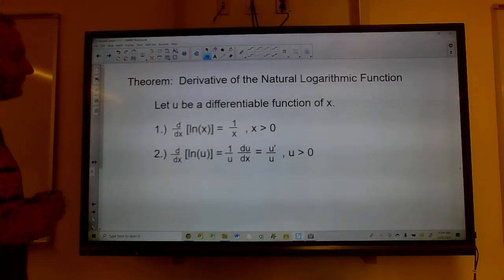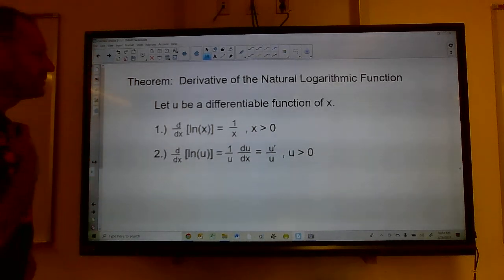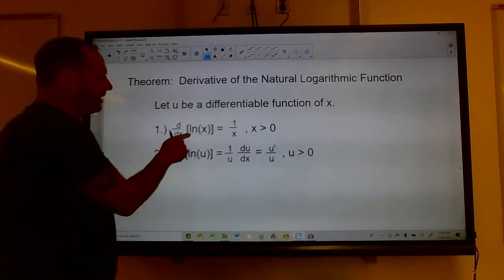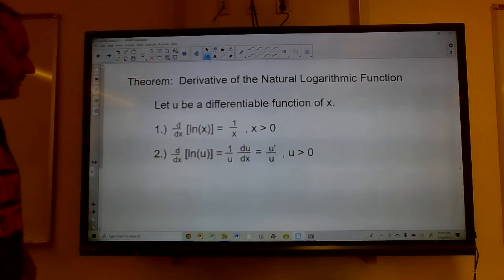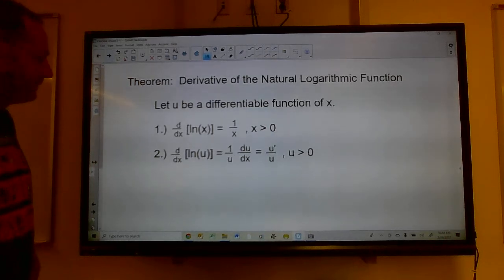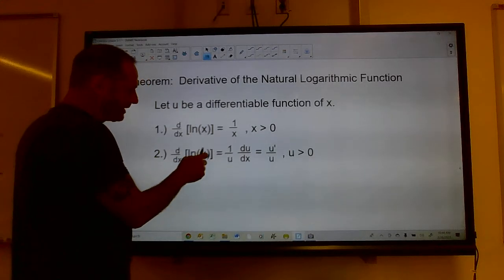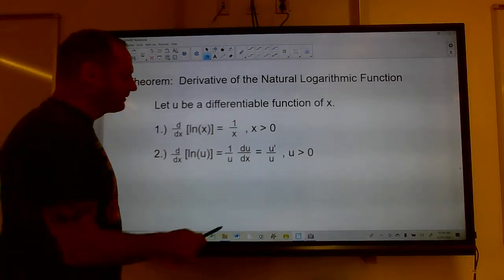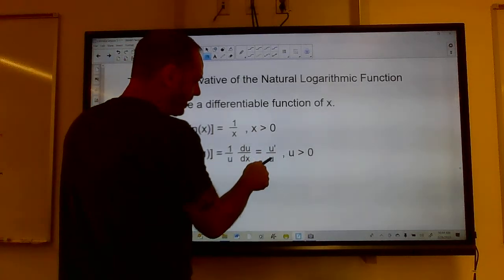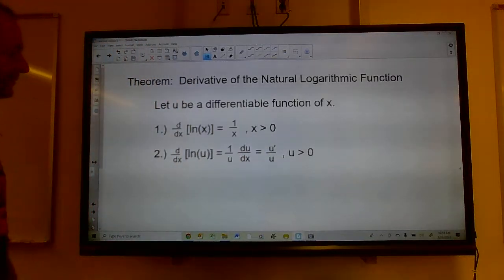The derivative of the natural log. Okay, so here we're getting to the meat of it today. Let u be a differentiable function of x. The derivative of the natural log of x is 1 over x. And the derivative of the natural log of u, where this is some kind of composite function, is 1 over u times du dx, or sometimes it's written as u prime divided by u, the derivative of u over u, where u is greater than 0.